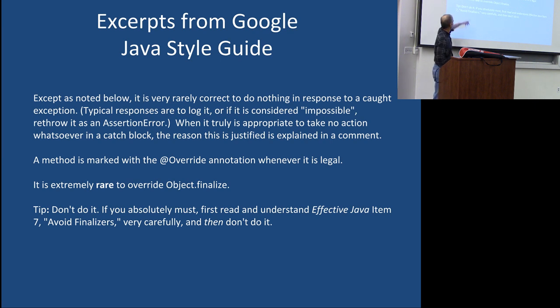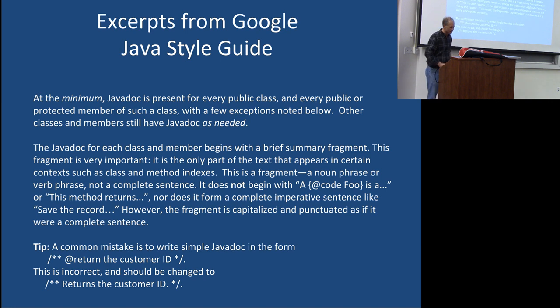I like this one, talking about finalizers. Who knows what a finalizer is in Java? Yeah, okay. So what they're saying is if you're tempted to override it, don't do it. And if you absolutely must, read and understand Effective Java item 7, and then don't do it. So I guess we're ahead of the game.